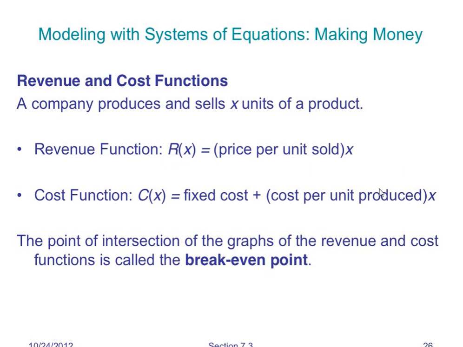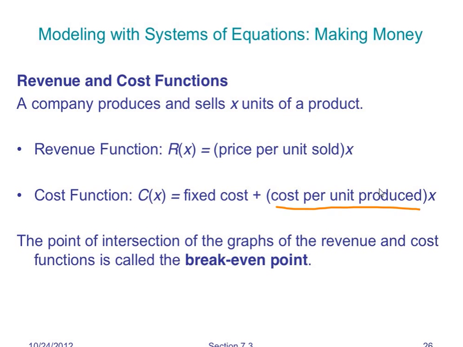The cost function is the fixed cost plus the cost per unit times the number of units you sell. Fixed cost would be something like rent or a mortgage cost. It's the same amount every month. Doesn't matter how many bicycles you make, it's going to be the same amount every month.